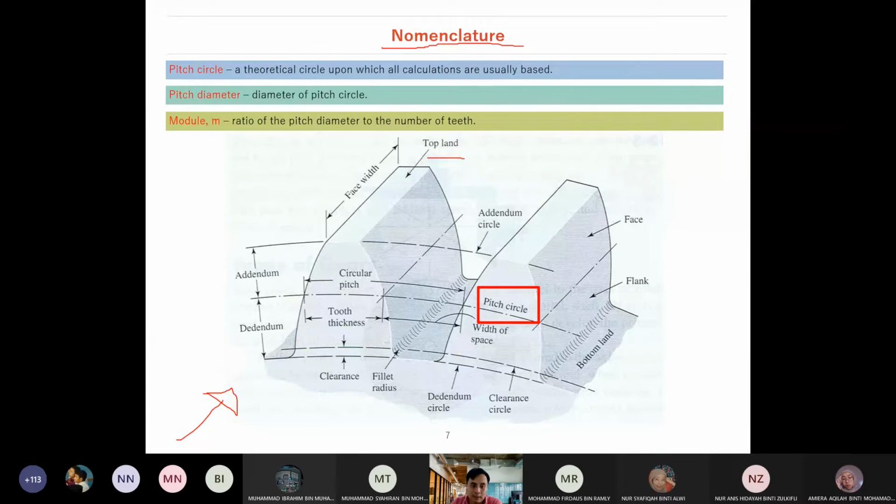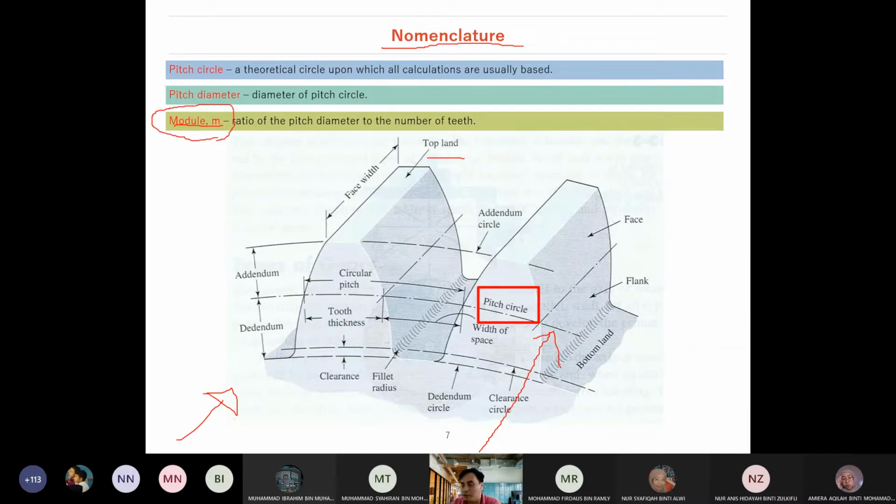So this is the pitch diameter, the diameter of the pitch circle, maksudnya sinilah sampai ke hujung satu lagi. Okay, this is the pitch diameter. Alright, and we have the module, the ratio of the pitch diameter to the number of teeth. This is constant basically.